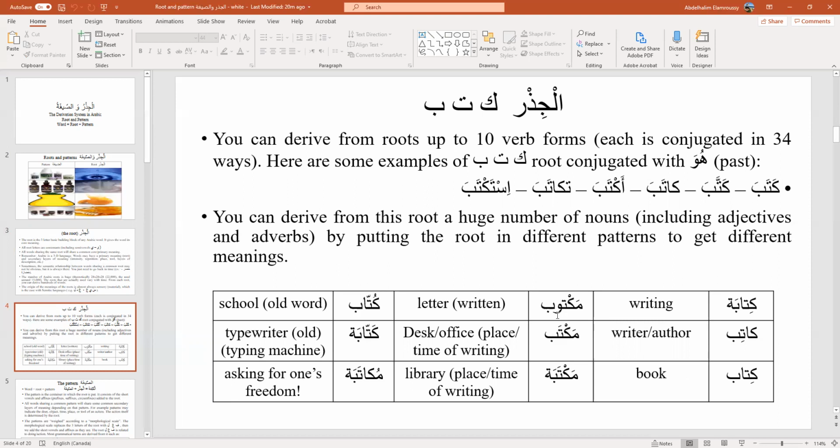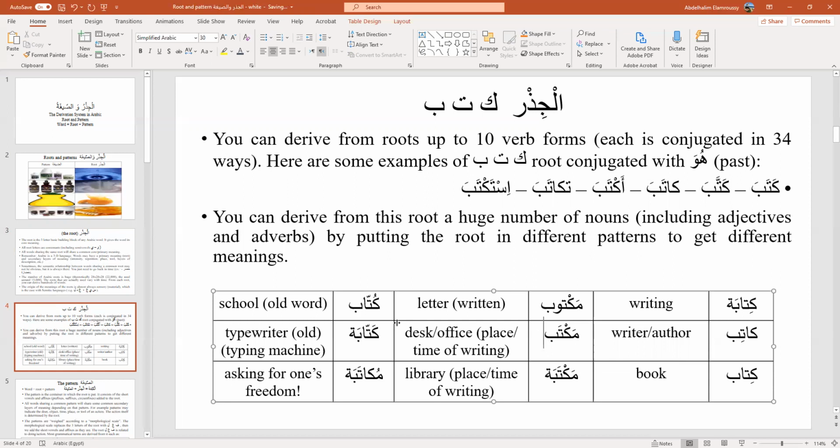Kitab is book. Maktub is something that is written and it was used to indicate letter. Maktab is literally the place of writing, and it's currently used to indicate desk or office. Maktaba is library, and it's literally, again, the place or time of writing. So maktaba is the feminine of maktab. Maktab is desk or office. Maktaba is library. But this is the feminine of that one, because both literally indicate the place or time of writing.